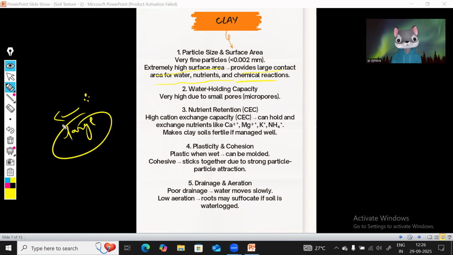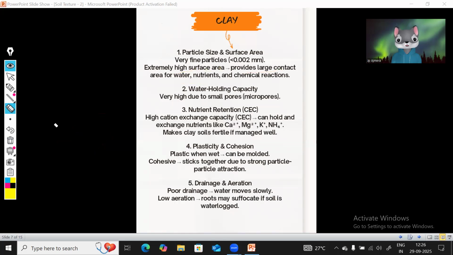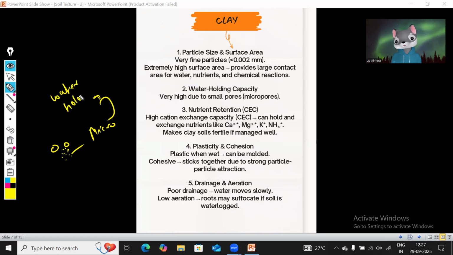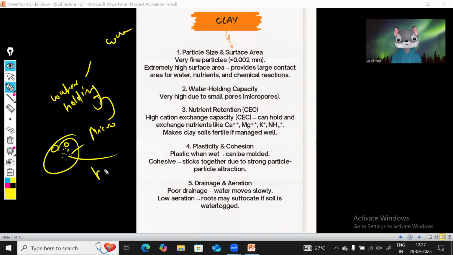What about the capacity? It creates small pore spaces. They are small in size, so they hold the water for a longer time. So it creates the micropores. That micropore is known as water retention pore, water holding pore, water retaining pore. So they hold the water.